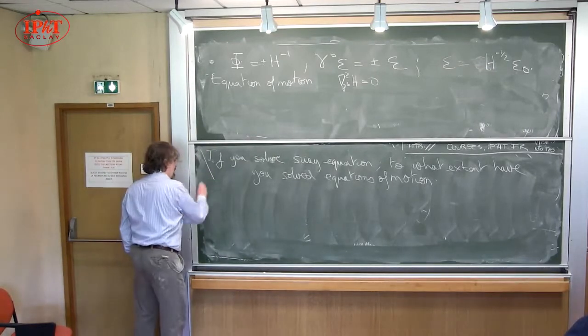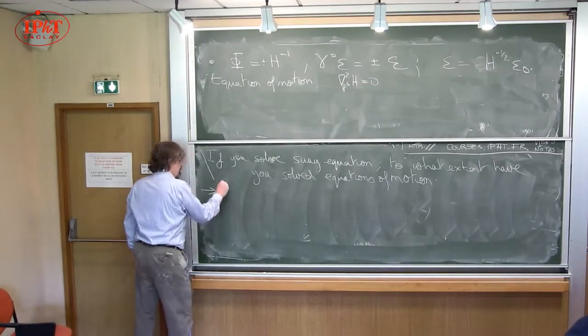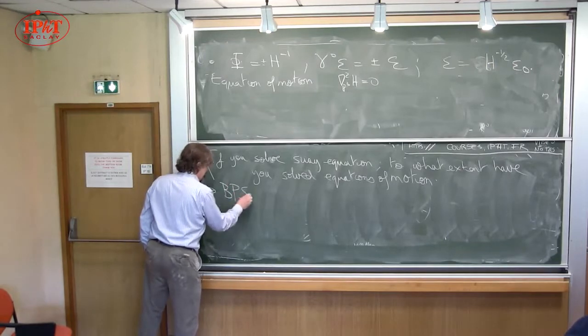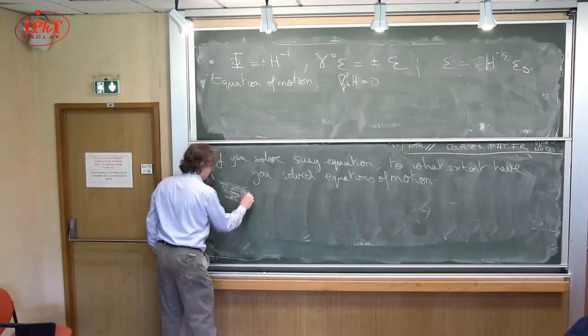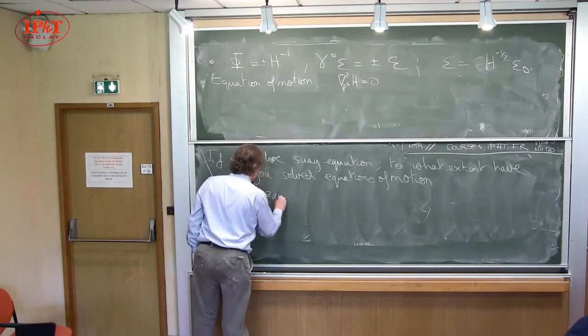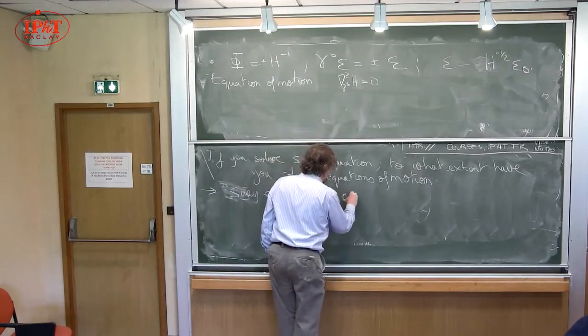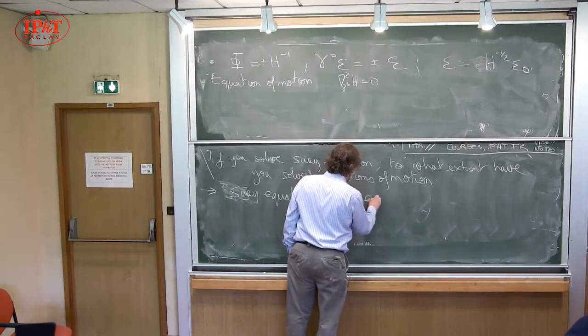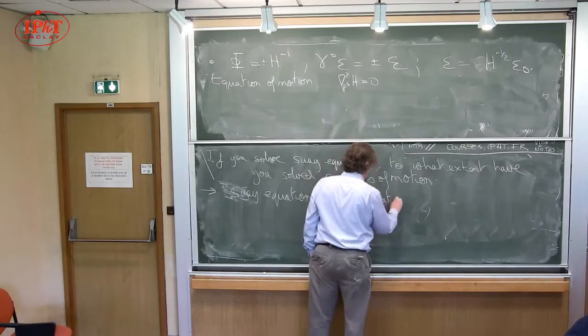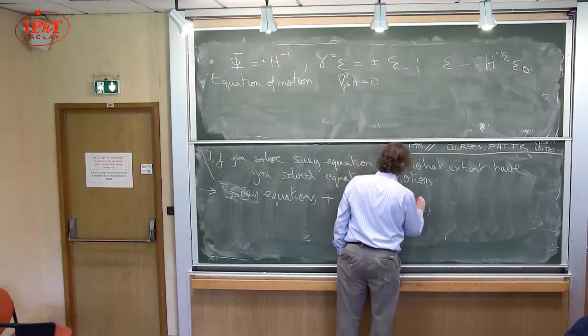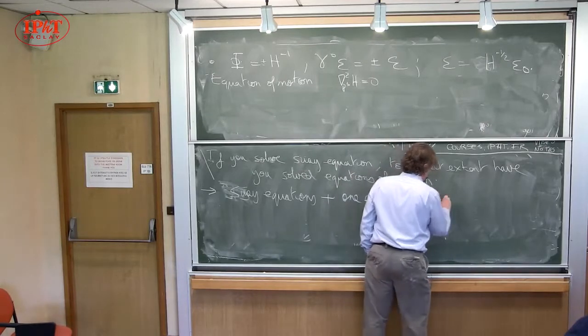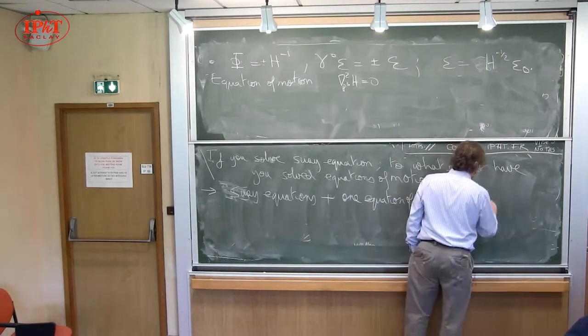And generically what happens is that the general rule of thumb is that if you solve these SUSY equations, and you only need one equation of motion, it's going to be a cleverly chosen one, then you get all equations of motion.